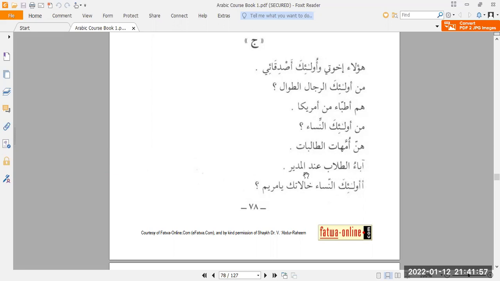Aba'u tullabi inda al-mudiri. The fathers of the male students are at the principal. They are by the principal. So the fathers of the students are by the principal.